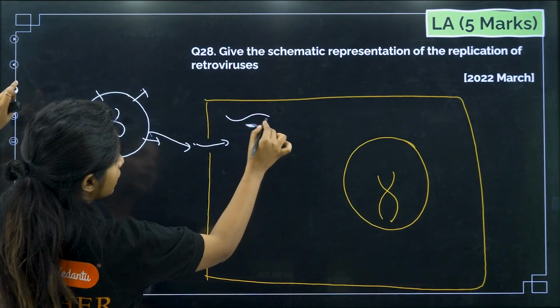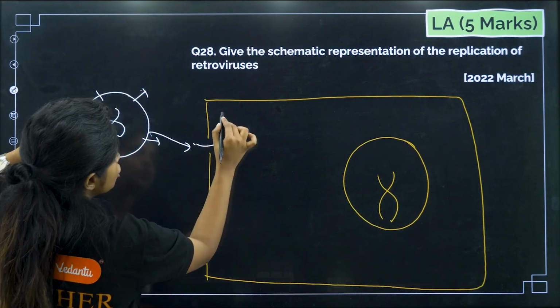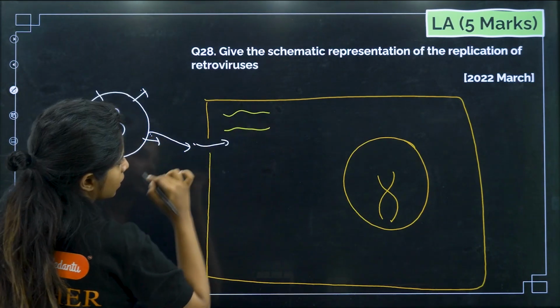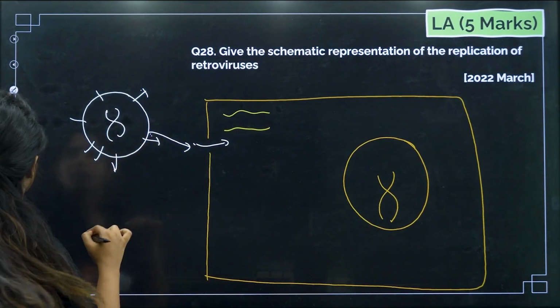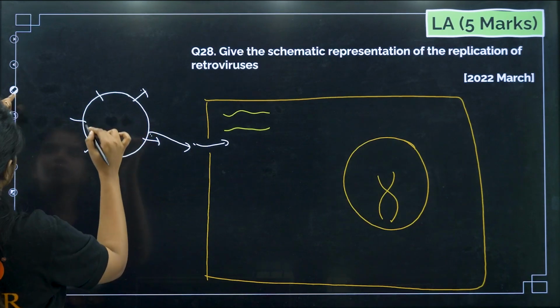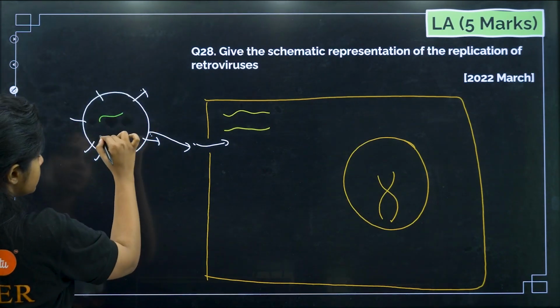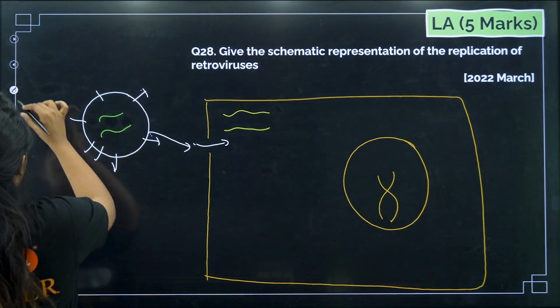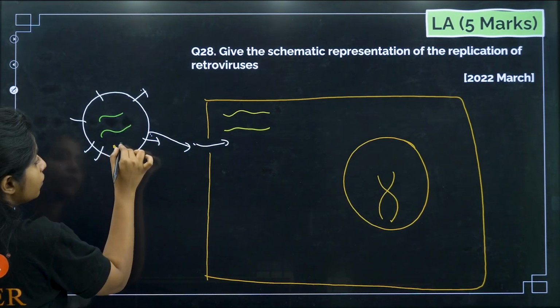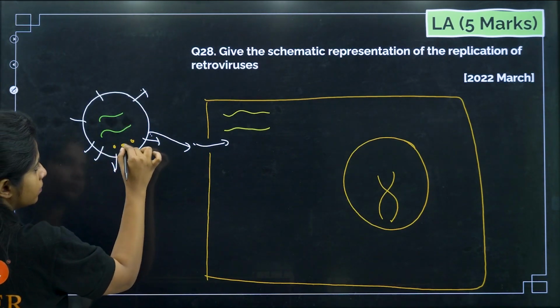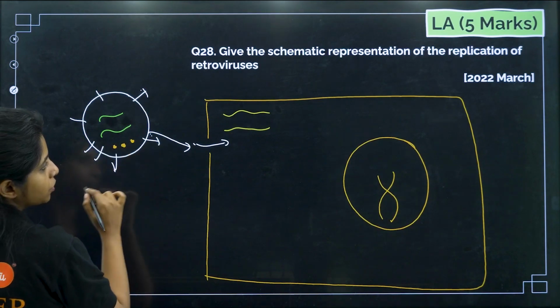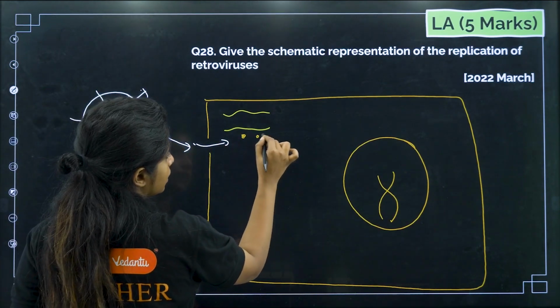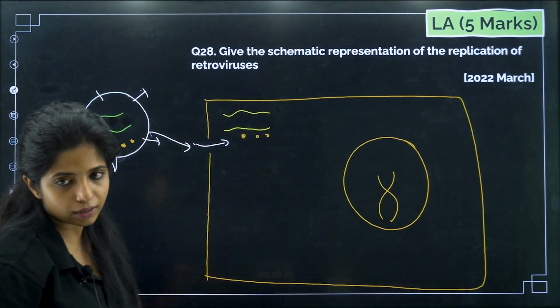So basically I'll take HIV only. HIV has 2 RNA like this. It has 2 single-stranded RNA. They are not coiled to each other, they are single-stranded RNA. And apart from this, they have 3 very important enzymes. So when the virus comes, basically it gives these enzymes as well as the RNA.